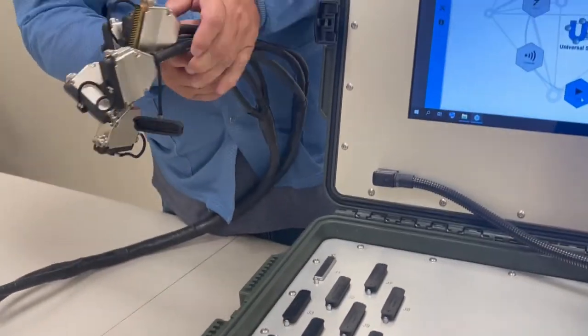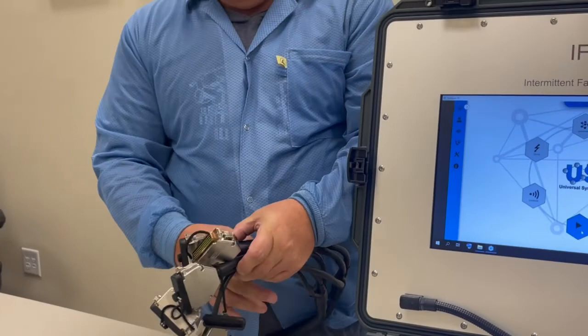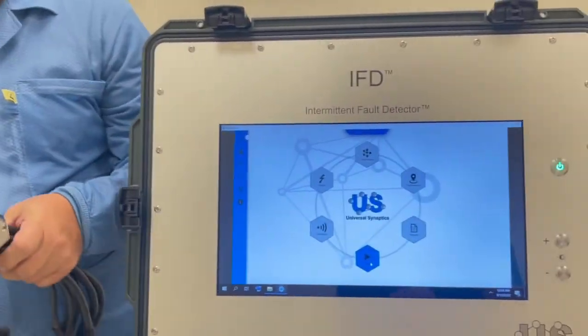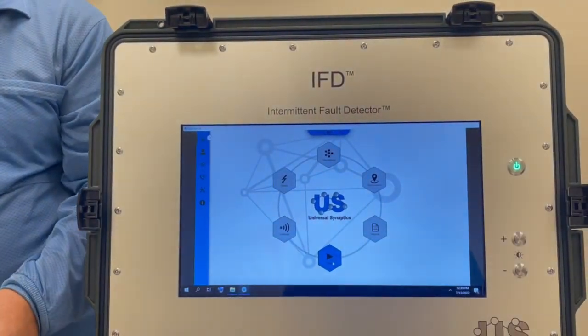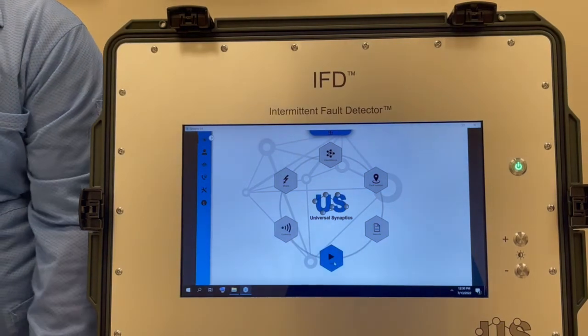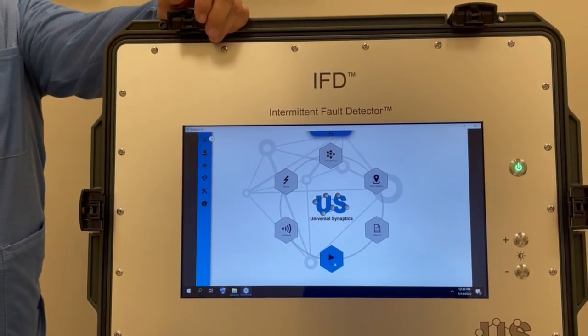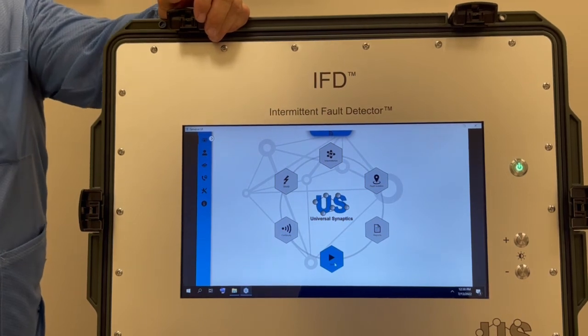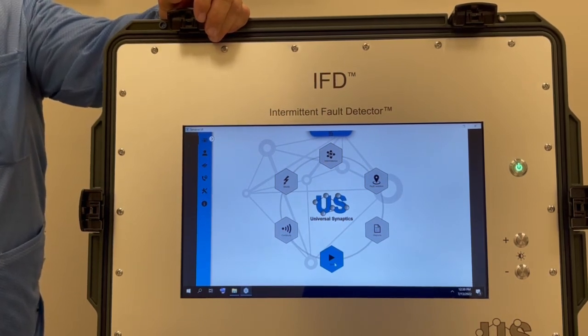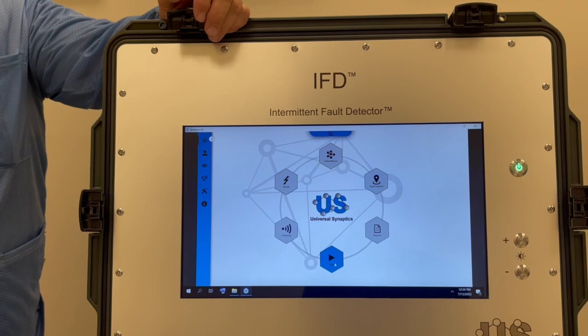So the patch cable along with AutoMap allows for a lot of savings, leveraging existing cable sets that exist, and then being able to obviously solve no fault found test results through Universal Synaptics intermittent fault detection, specifically through intermittence mode.